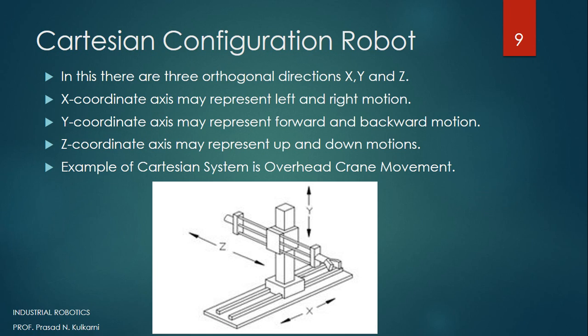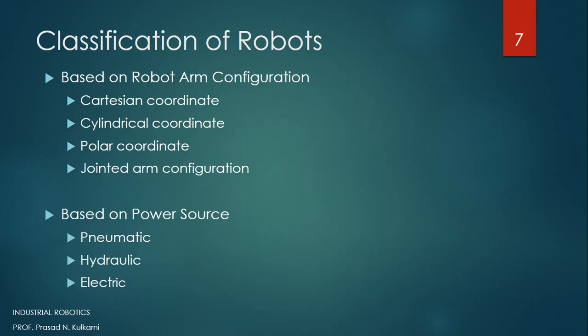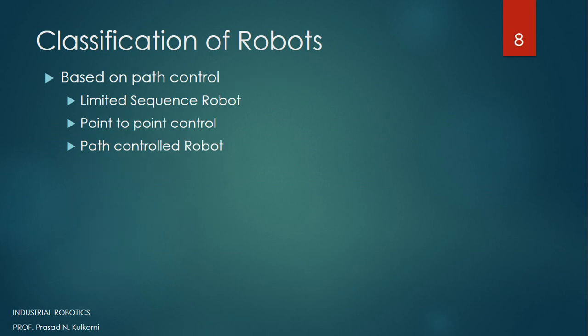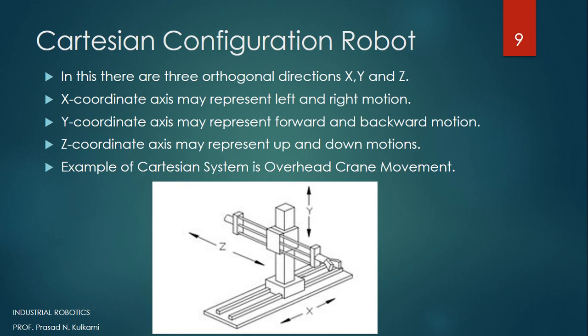Now amongst those 3 categories, we'll just go through the first thing, which is based on robot arm configuration. The first one in that configuration is Cartesian configuration robot. This diagram is giving you a complete idea how the Cartesian coordinates work. So this one is y axis, this is z and this is x. So in these directions only our robot is going to move.